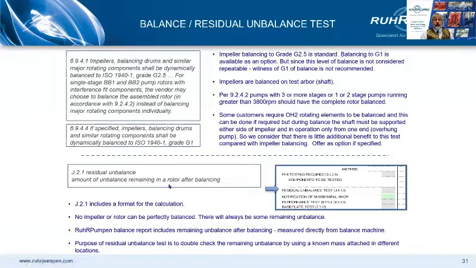Next, impeller and rotor balancing. ISO 1940 grade 2.5 is API standard, and there's an option for grade G1. Now, this is one of those things that API 610 got wrong. It's frequently specified as people assume that it must be better.